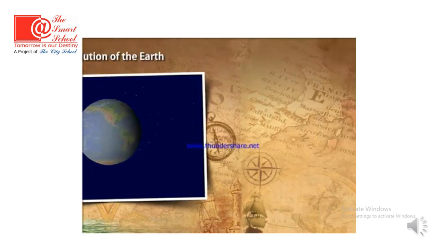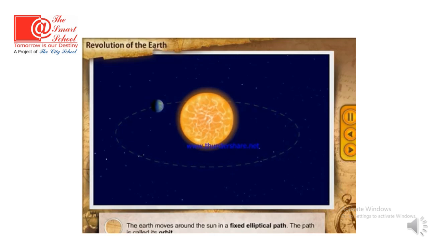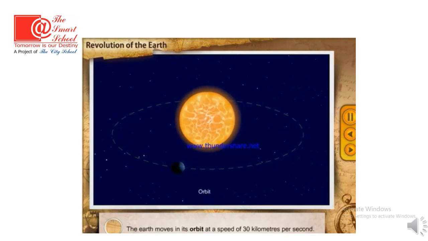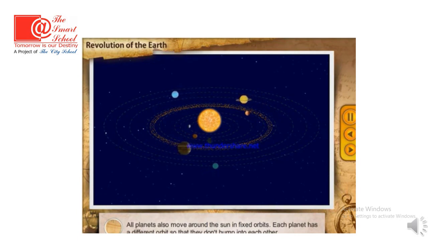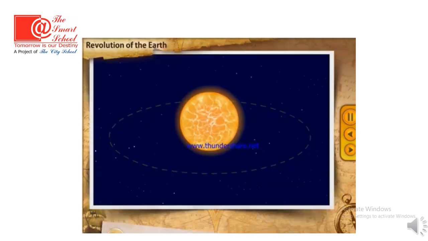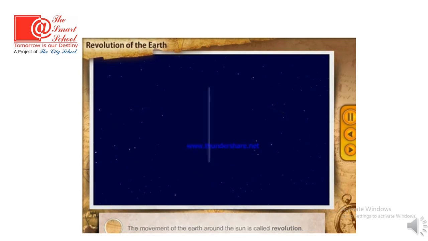Revolution of the Earth. The Earth moves around the Sun in a fixed elliptical path. The path is called its orbit. The Earth moves in its orbit at a speed of 30 kilometers per second. All planets also move around the Sun in fixed orbits. Each planet has a different orbit so that they don't bump into each other. The movement of the Earth around the Sun is called revolution.